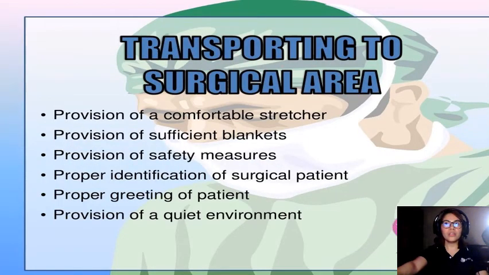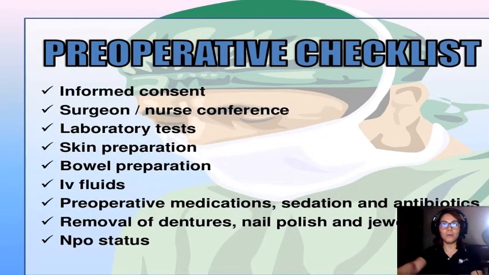Transporting the patient to the surgical area, onto the operating room. You need to have a comfortable stretcher and sufficient blankets so the patient won't be cold in the operating room. Provide safety measures, proper identification of the surgical patient, proper greeting of the patient, and a quiet environment so your patient won't be stressed when entering the operating room. So now we have the preoperative checklist.